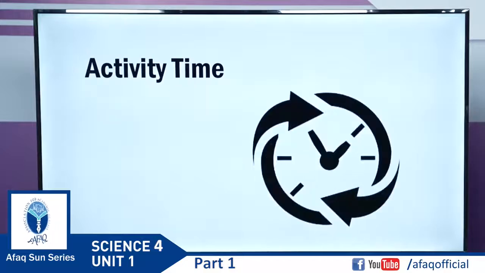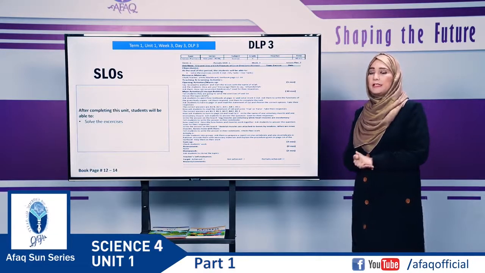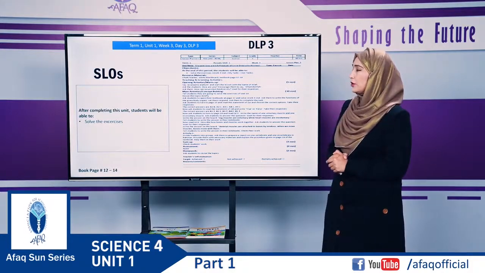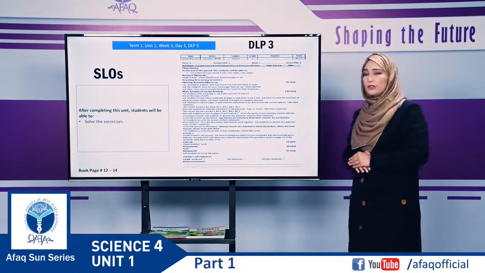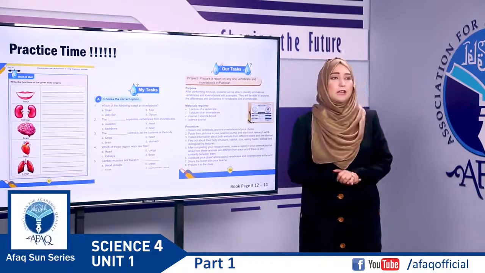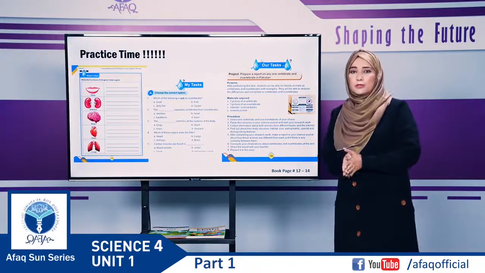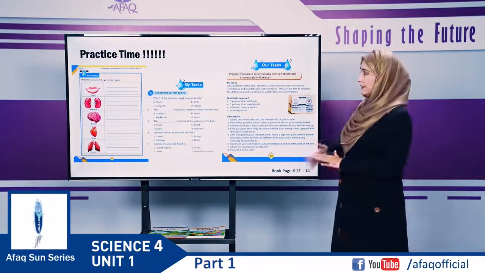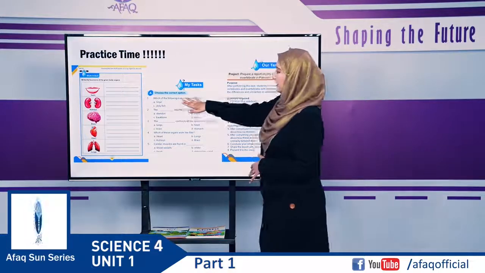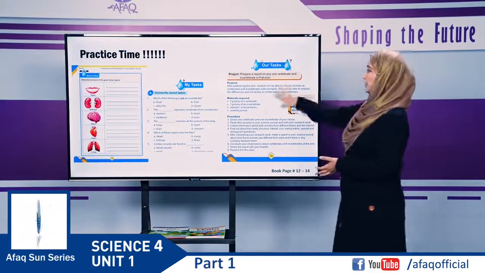Activity time. So we are going to solve the exercises now, and the complete methodology to solve the exercises is given in DLP 3 of day 3 of week 3 of unit 1 term 1. Students, you have learnt about animals in this unit. Now you have to open the page number 12 to 14 and solve these activities. On page 12, a work it out is given. On page 13, some MCQs are given, and on page number 14, a project is given.